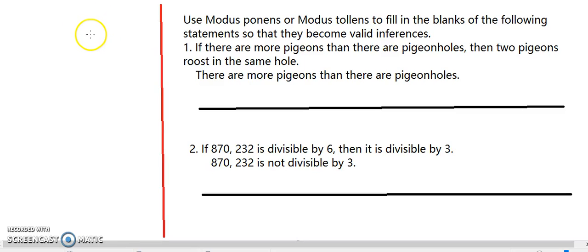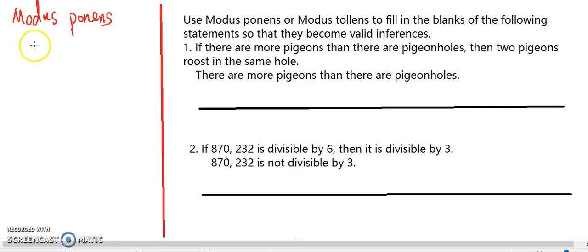Now, what are Modus Ponens and Modus Tollens? These are Latin, and Modus Ponens means method of affirming, which means the conclusion is an affirmation. So let's write down the argument.